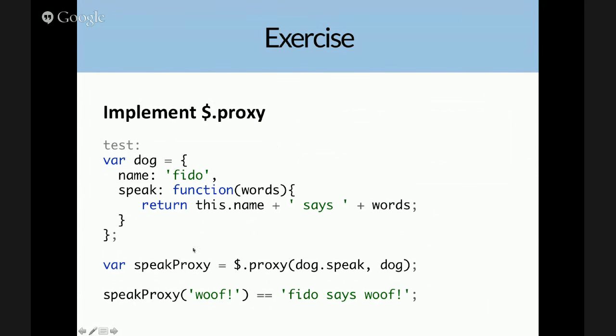We want to be able to create this proxy function, pass it a function, and pass it what this should be when this source function gets called. And we can just call the function, and it also forwards any arguments. So when we call speak proxy, it's actually going to take any arguments here and make sure that those call this speak function with the same arguments. So pause now if you don't want to see the answer, and otherwise I'm going to show the answer.